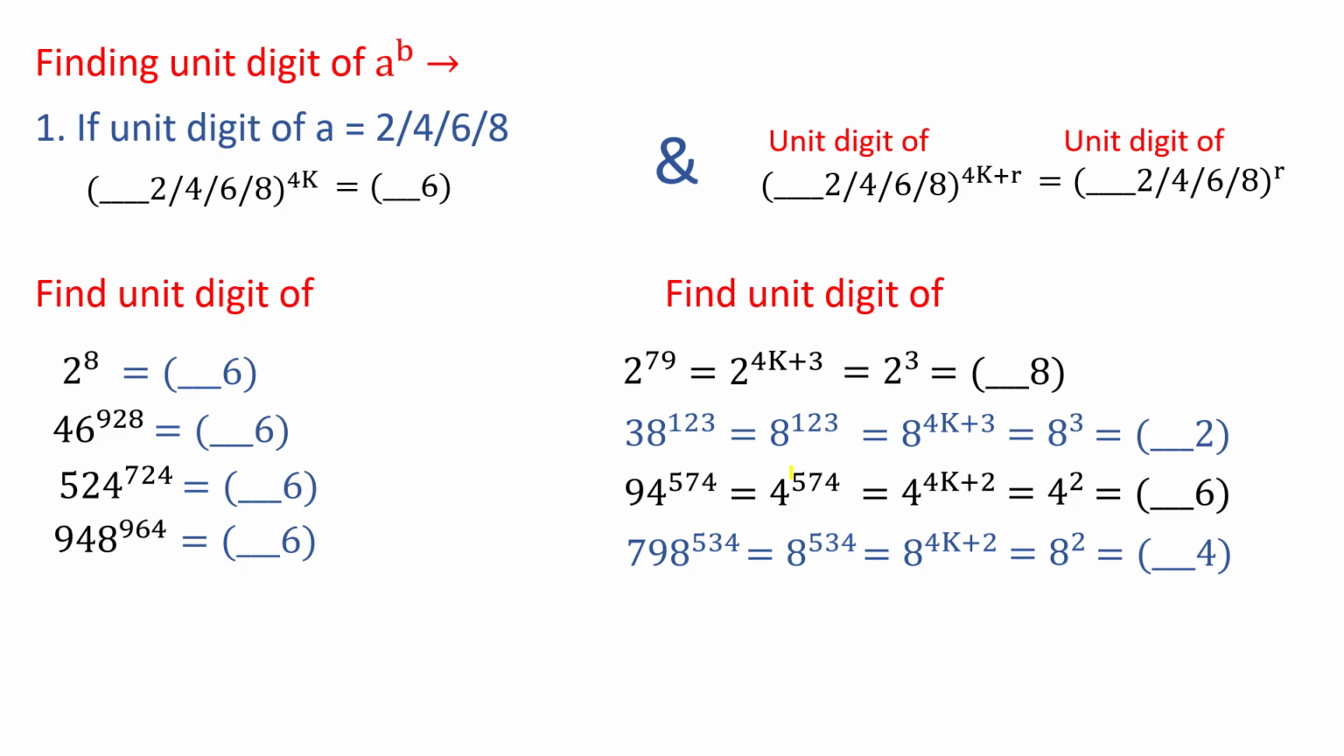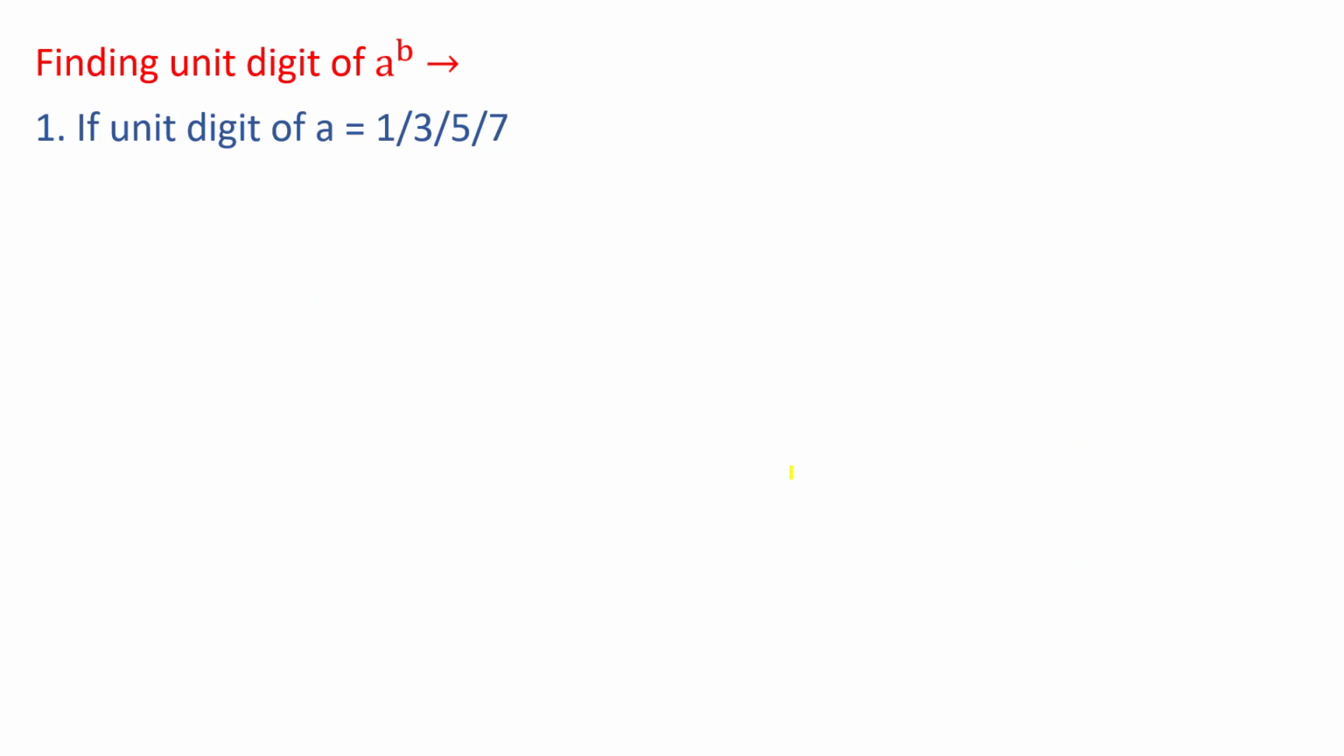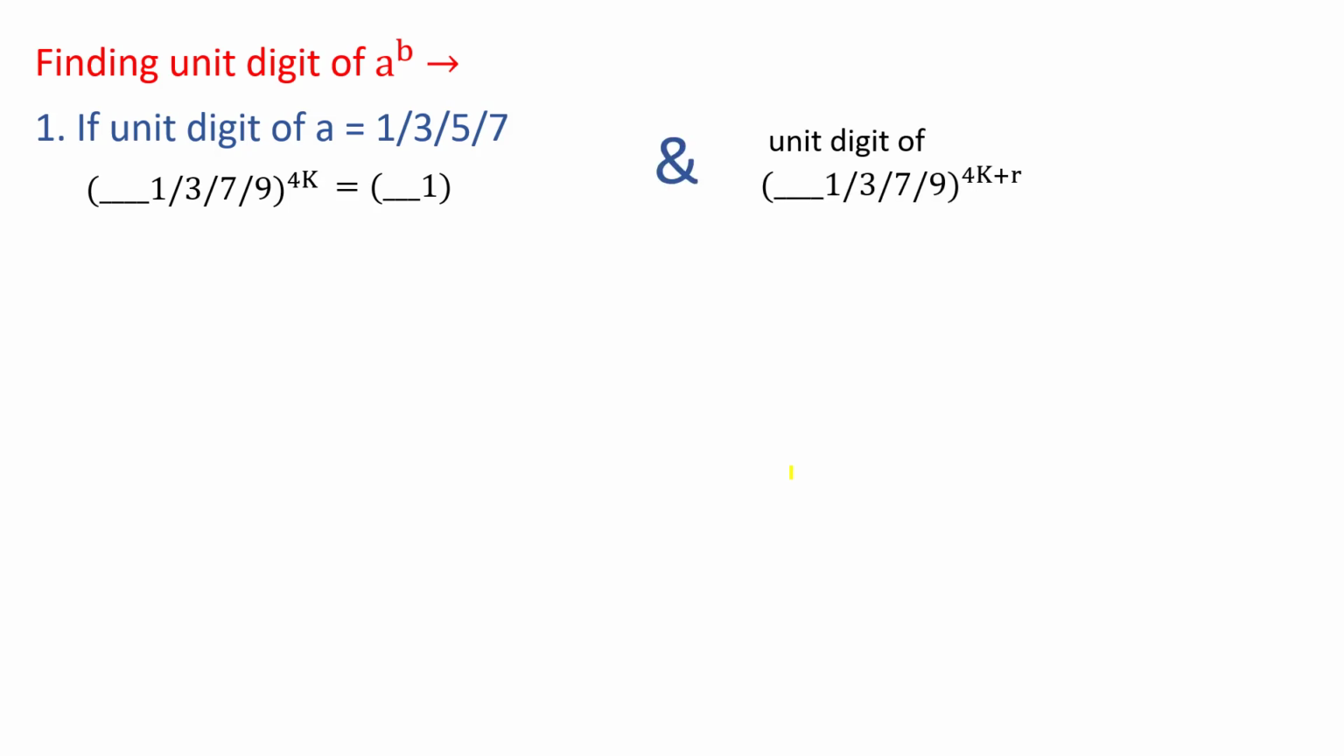Now after this, when the unit digit of a is 1, 3, 7 or 9, a to the power of a multiple of 4 always ends with 1. And for the power 4k plus r, the unit digit of a number which ends with 1, 3, 7 or 9 to the power 4k plus r is the same as the unit digit of the same number to the power r. So let's have a look at a few examples.